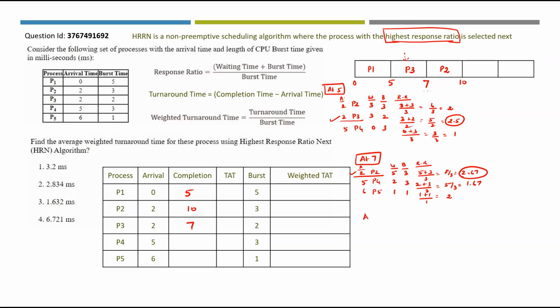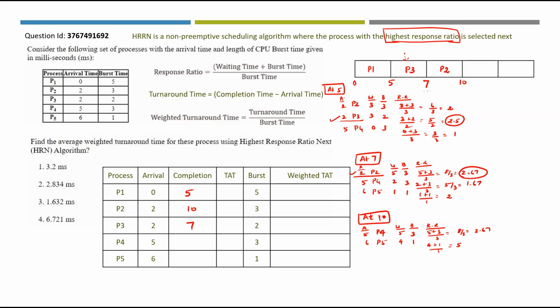At 10 milliseconds, what processes are there? P4 and P5 are there. P4 arrived at 5 and P5 arrived at 6. What about waiting time? The current time is 10. 10 minus 5 is 5. 10 minus 6 is 4. What about burst time? It is 3 for P4 and 1 for P5. What is the response ratio? 5 plus 3 divided by 3. 8 divided by 3 will give 2.67, and 4 plus 1 divided by 1 will give 5.